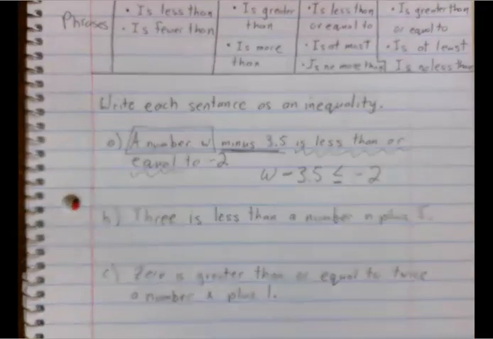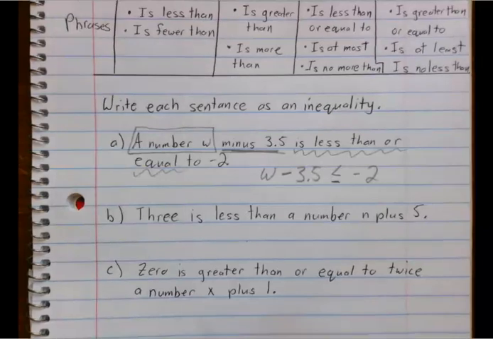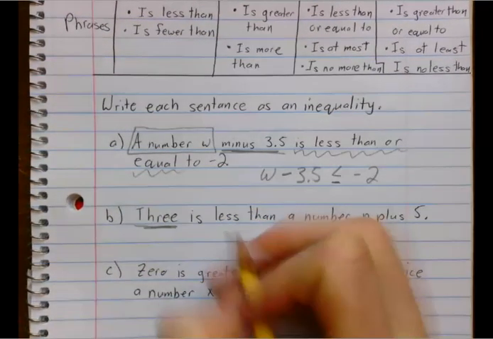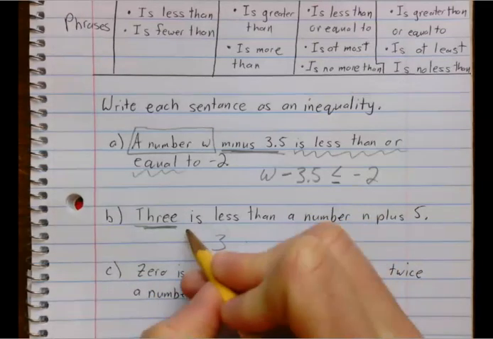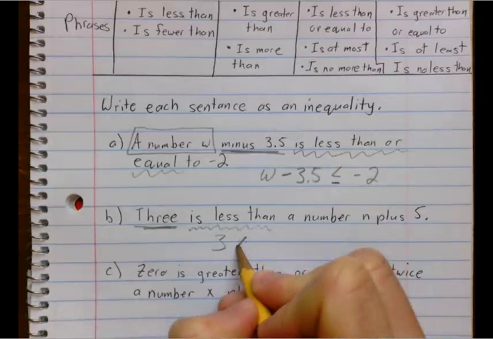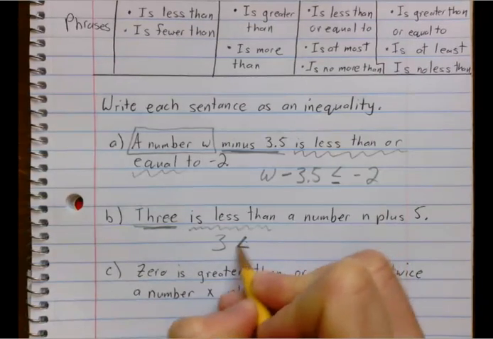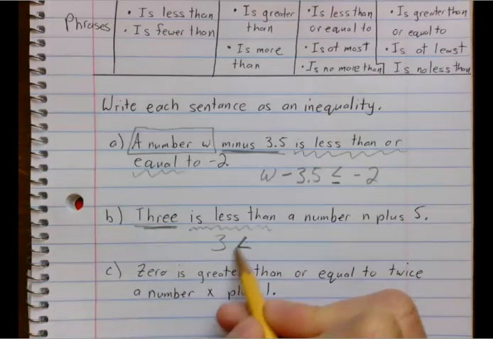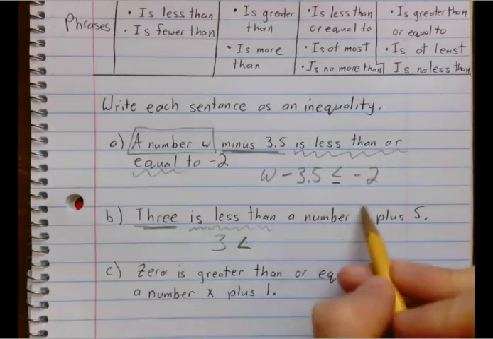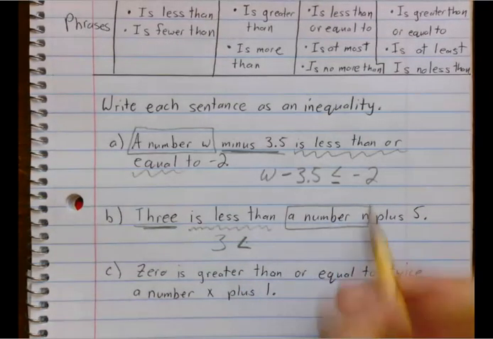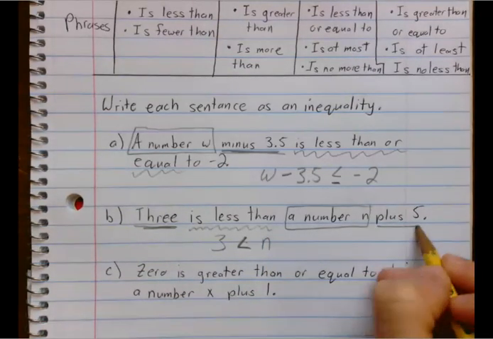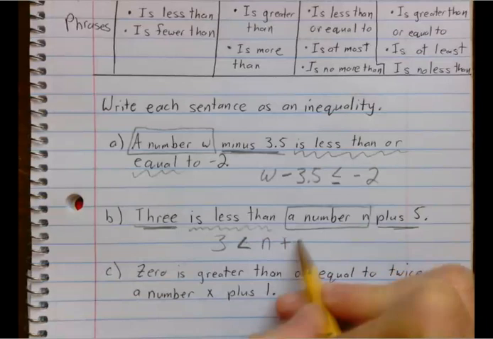In part B, we're going to do that same process. They again give us a number to reference, and so this one is 3. So 3, and then they give us a phrase, is less than. So I'm going to use our less than symbol. So 3 is less than, then the small side is facing the number 3. And then we have a number n. So that means we need another variable. So we have n right there. And then the last phrase is plus 5. So we add 5 on.